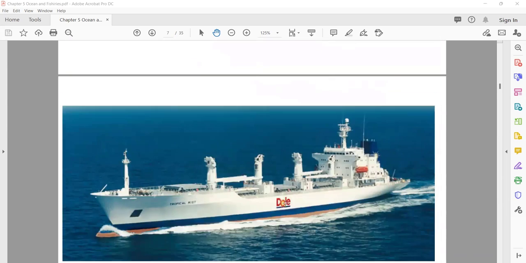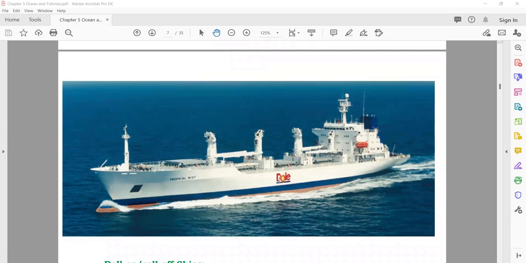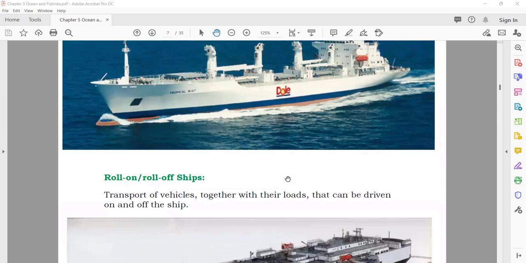You can see here, maybe you saw this, a food brand, and they have their own ship to move the things.